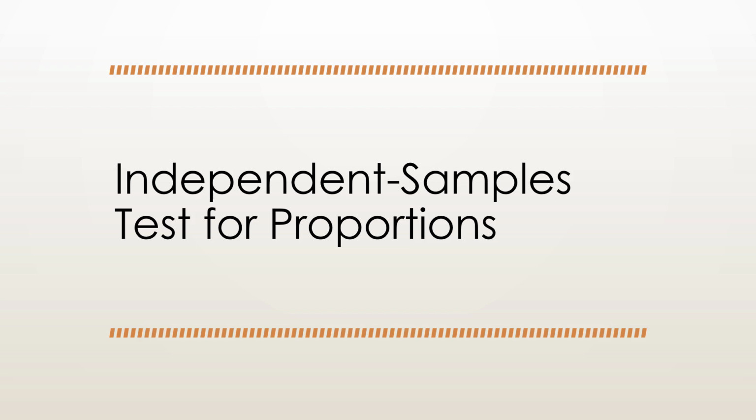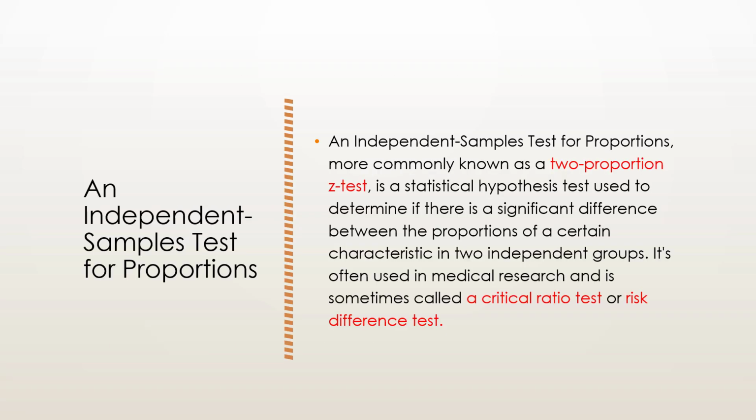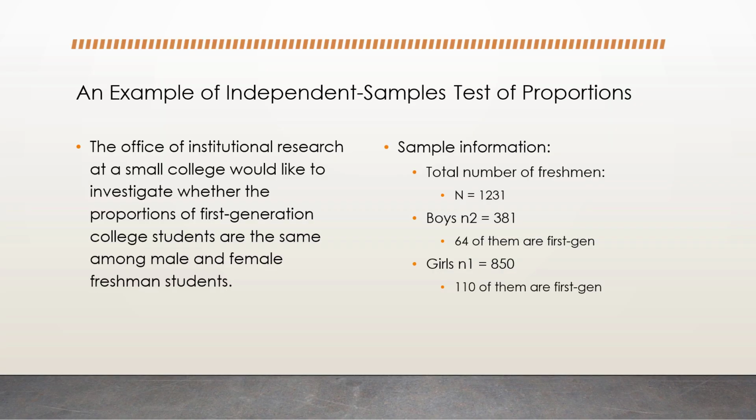Greetings, everyone. In this video, I'm going to introduce the independent samples test for proportions, also known as the two-proportion z-test. This is a statistical hypothesis test used to determine whether there is a significant difference between the proportions of a certain characteristic in two independently selected samples from different populations. As always, I'll demonstrate the steps using an example.